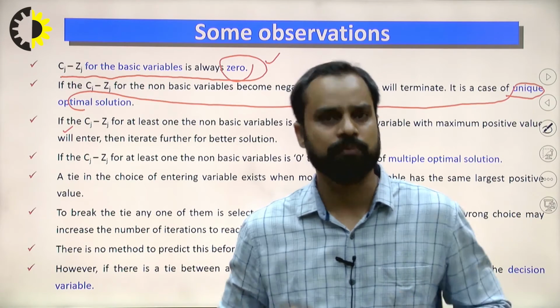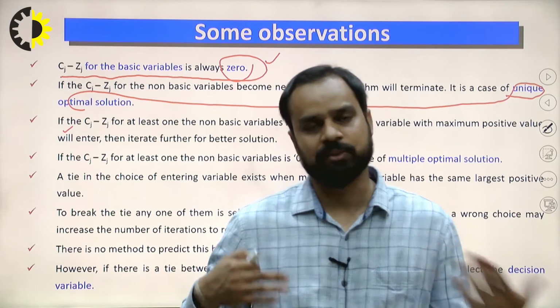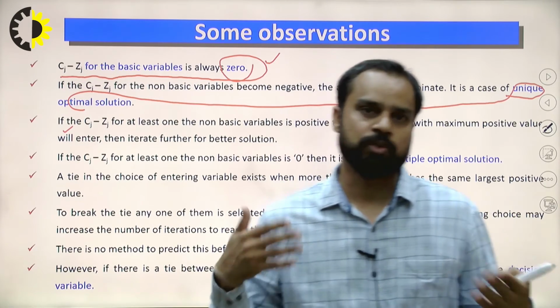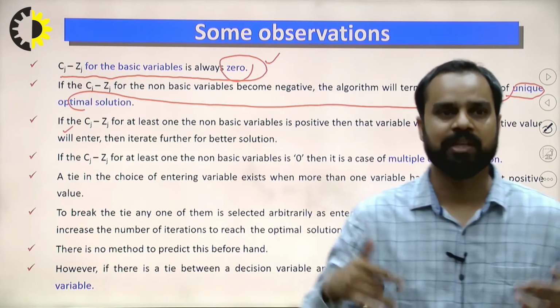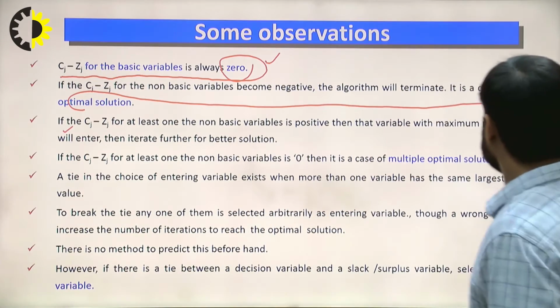You can choose any of them. You can say that if you choose a wrong value, there may be a possibility that the number of iterations increases.